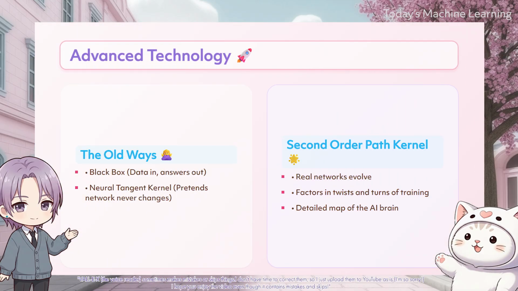Now, how does this compare to other technologies? Well, the traditional way to understand deep learning is to just treat it as a black box. You put data in, and you get answers out without knowing why. Other methods, like the neural tangent kernel, try to explain it by pretending the network is infinitely wide and never changes during training. But real networks do change, and their geometry evolves. This second-order path kernel technology is much more advanced. It compares the model not just at the start but all along the training journey, and it factors in the twists and turns of the training path. It is a much more realistic and detailed map of the AI brain than we've ever had before.